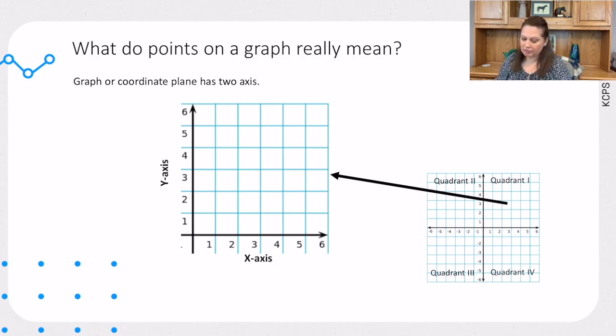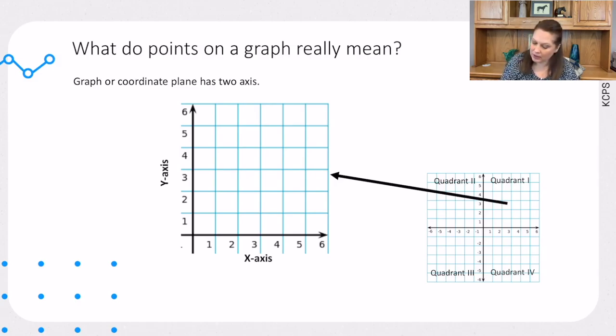What do points on a graph really mean? You'll notice that we have our four quadrant graph in the corner. At the top right, we have quadrant one, and it goes counterclockwise, quadrant one, two, three, and four. When we're working primarily in seventh grade right now with proportional relationships, we're only going to be looking at quadrant one because both of our values are going to be positive. In quadrant one, the x value and the y value are both positive.